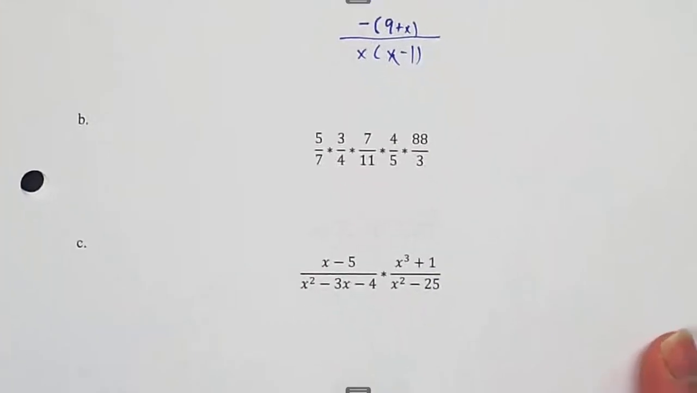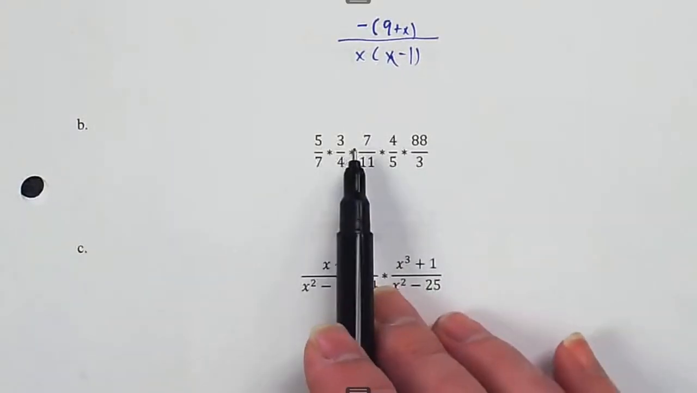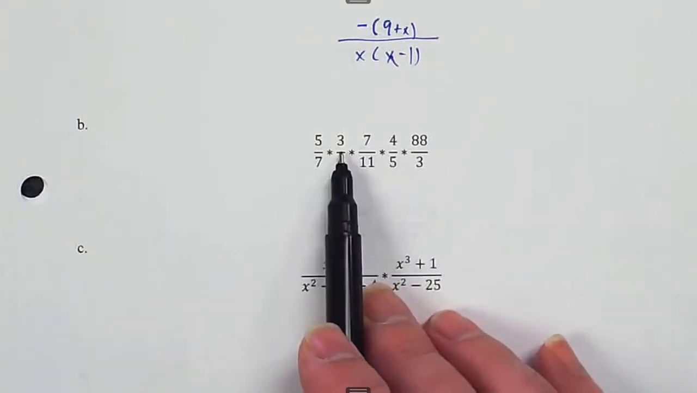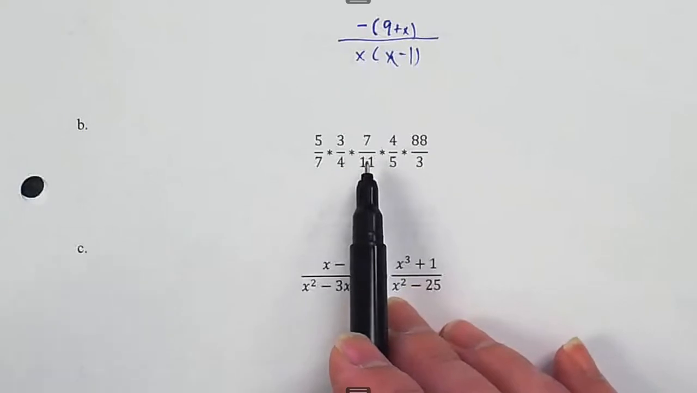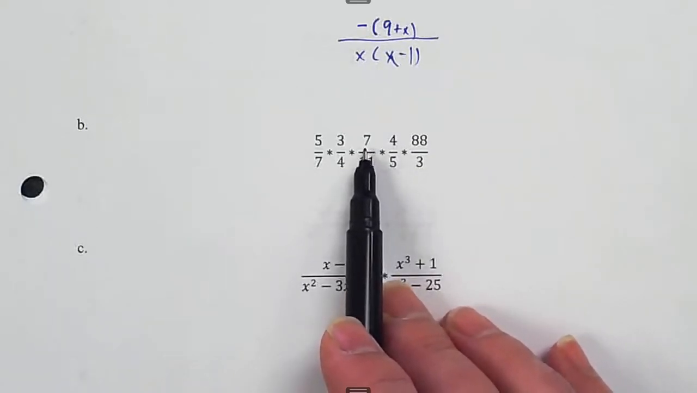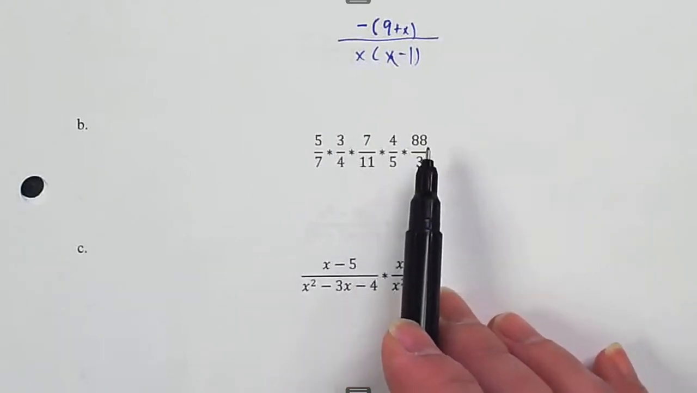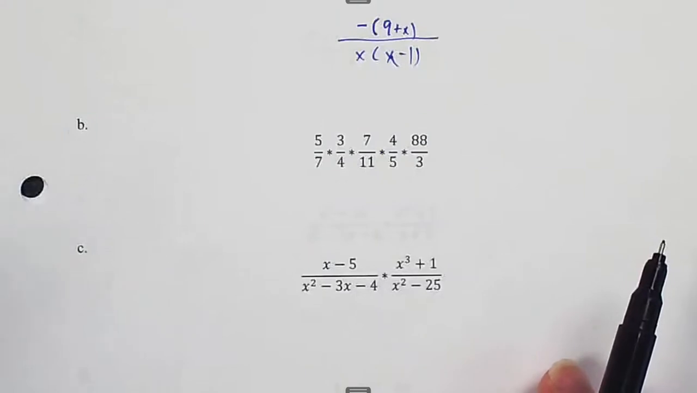All right, let's take a look at this one. Oh man, this one's going to be tough. We've got to multiply everything on top and everything on bottom. So I've got to do 5 times 3, that's 15, times 7, that's like, what, 105? And then I've got to do times 4, and then times 88. Is there an easier way?